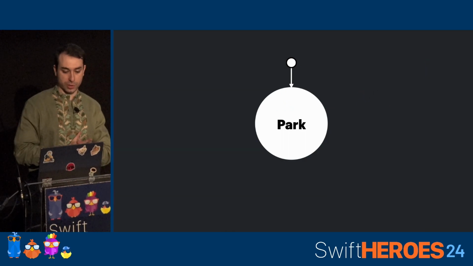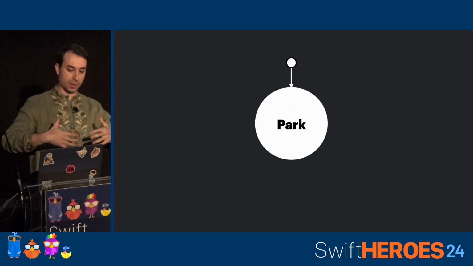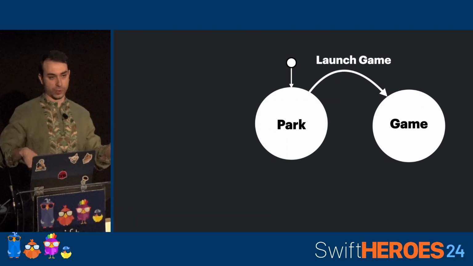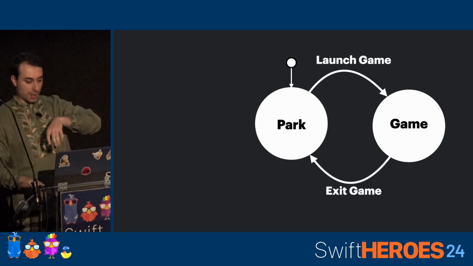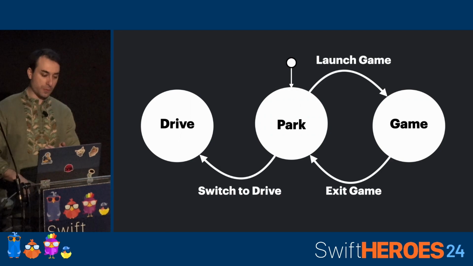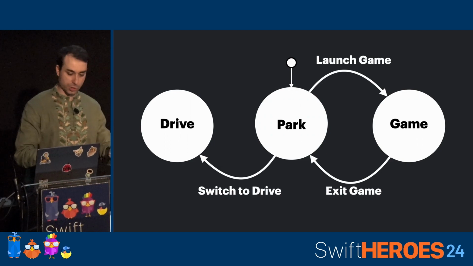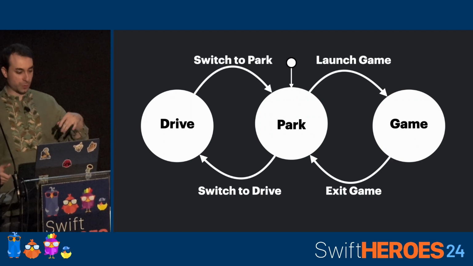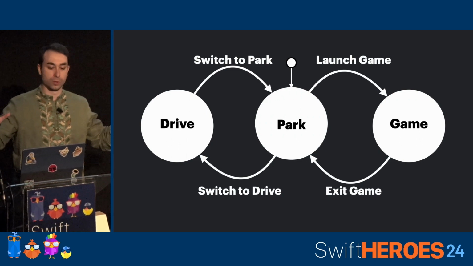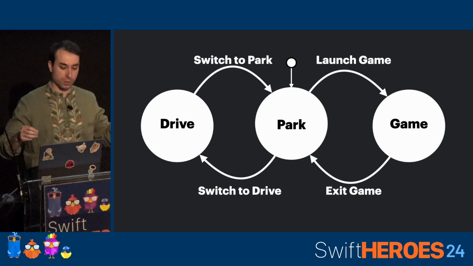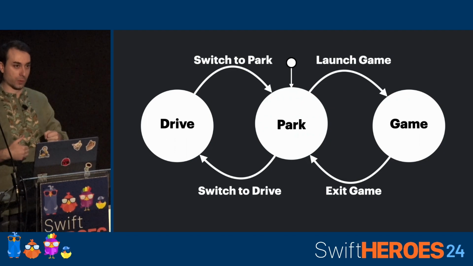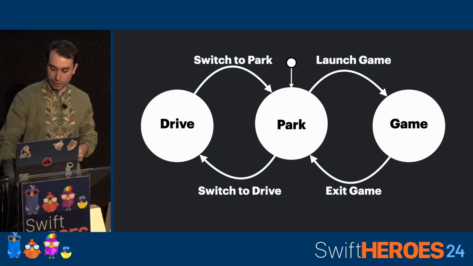Now, let's look at the simple state machine. We start in a parked state. When we are in a park state, we can launch the game, which transitions us to the game mode. We can exit the game, which brings us back to the park state. In the park state, we can switch to drive, which allows us to actually drive the car, and we can switch back to park. Notice that drive and game are mutually exclusive states, which is really, really important. We never want to launch the game while we're driving, and we never want to start driving while we're playing the game. I hope everybody agrees on that.